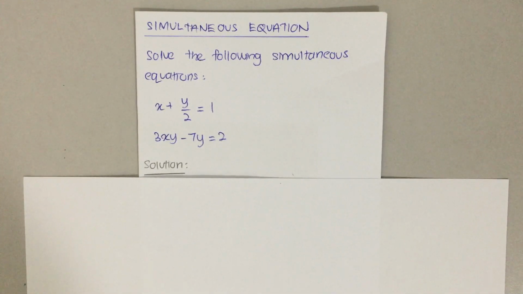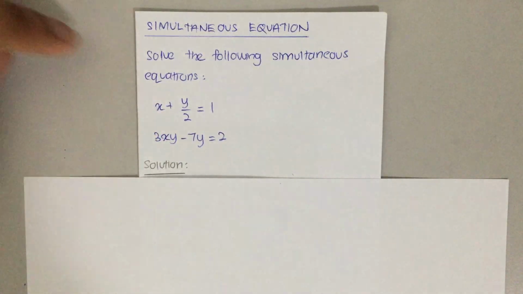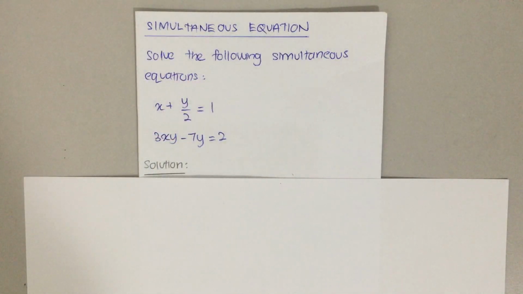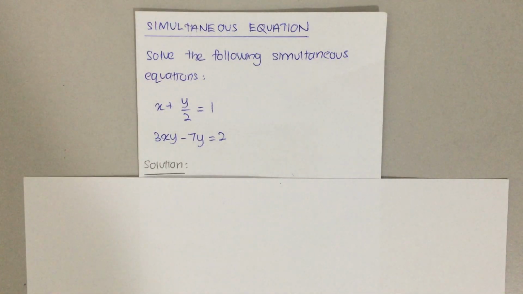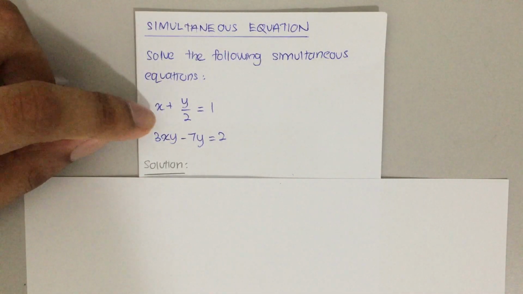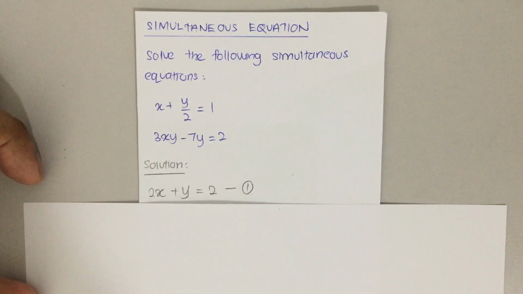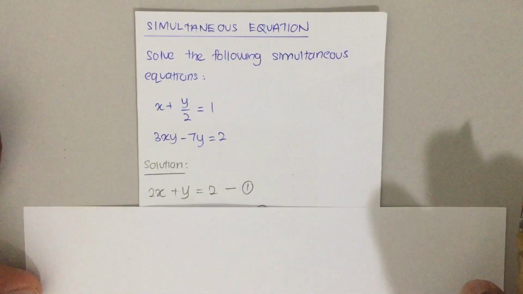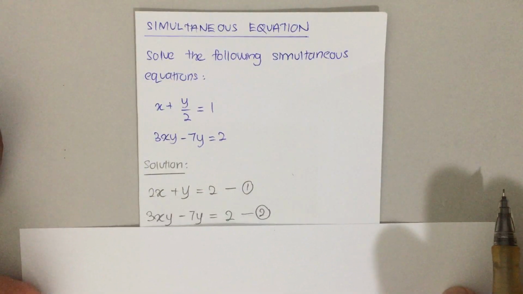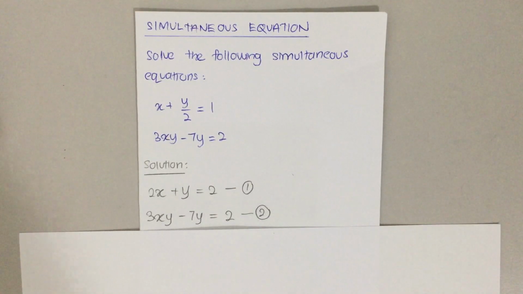Okay, the first thing we need to do is, whenever you see a fraction in a linear equation, you need to eliminate this fraction. In this case, we need to times the whole equation by 2. So from here you get 2x plus y equals 2. So this will be your first equation. And 3xy minus 7y equals 2 will be your second equation, guys.